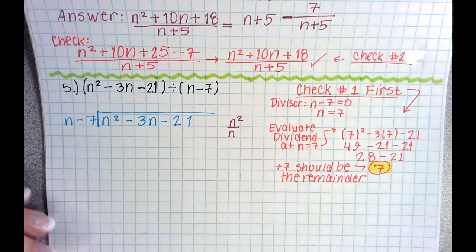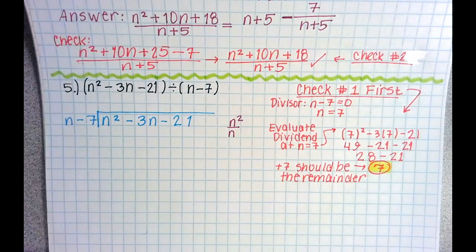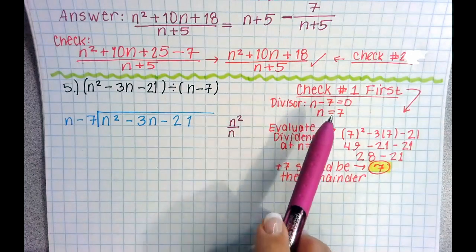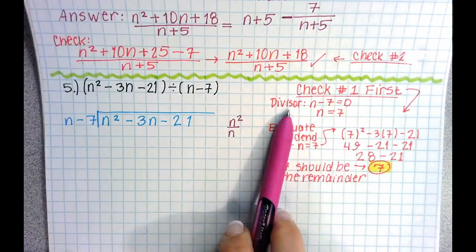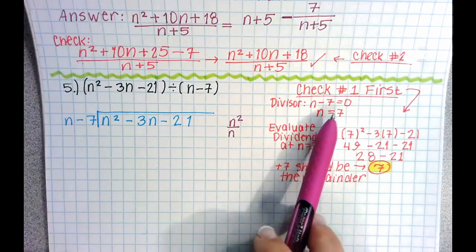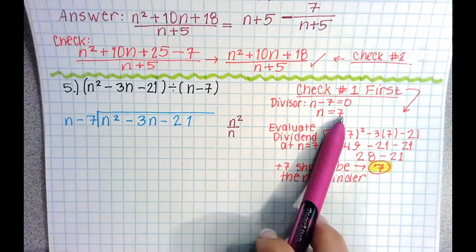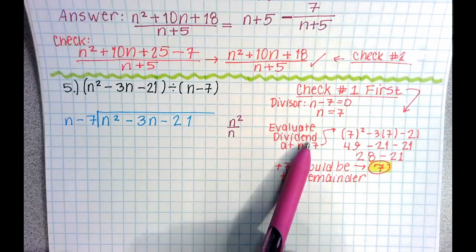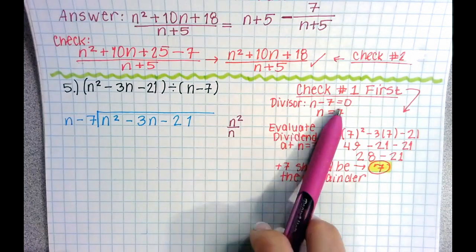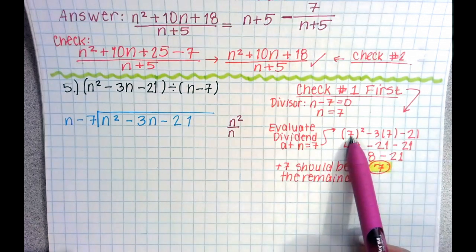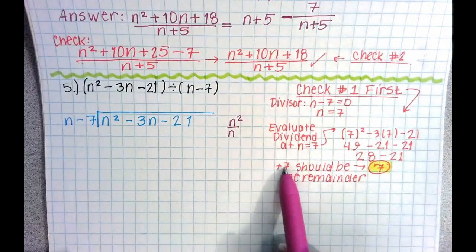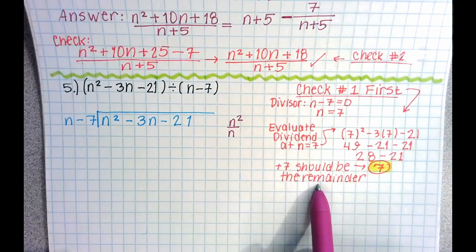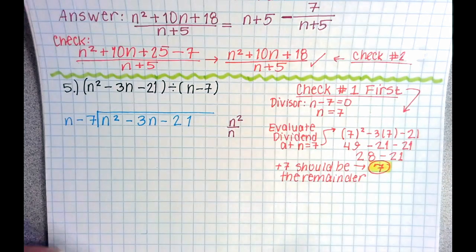Alright, so for this one, I got everything written down, but this time I decided to do the check first. So I did the first check I showed you. I took the divisor and set that equal to 0 and I got n equals 7. Then I evaluate the dividend at n equals 7. I put in that number and I evaluate and I get 7, coincidentally, as my answer. That means positive 7 should be the remainder when we're done with this division. So we're going to see if that's what we got.